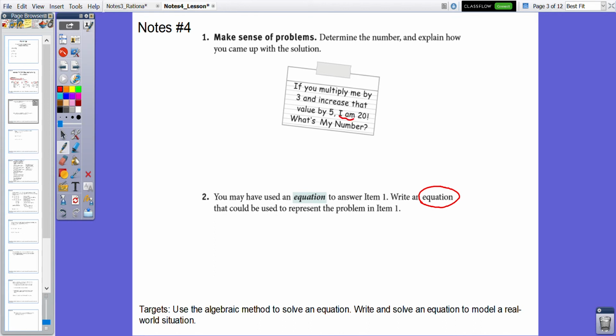This "I am" right here should probably be where my equal sign is. So I'm going to go ahead and write an equal sign right here. So if you multiply me by 3, first of all, we don't know what it is, so we use a variable.